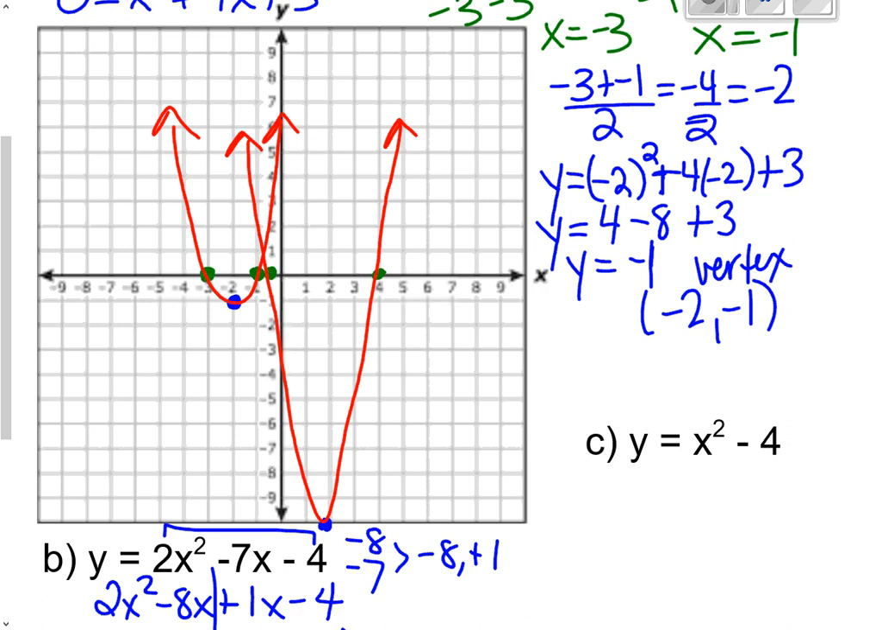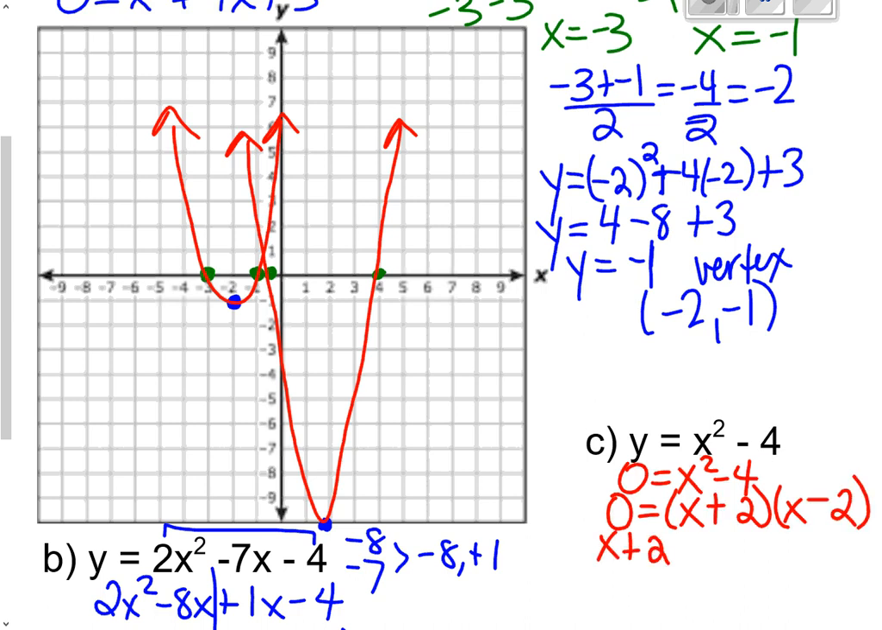Okay, and the last one over here at C. So this is actually a really nice one to solve, x squared minus 4. This is a difference of squares. So remember, we take the square root of our first term, the square root of our last term, and then put a plus and a minus in there. So when I set each of those equal to 0, like so, I end up with x equals negative 2 and x equals positive 2.